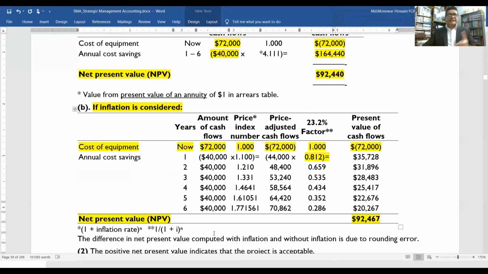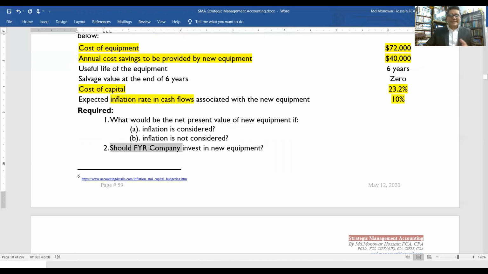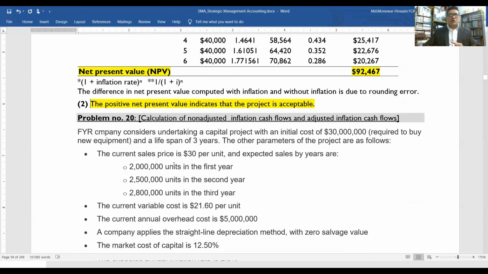Look, so in these problems, number 2, should the firm invest in the new equipment? So what would be the answer? The answer would be that the positive net present value indicates that the project is acceptable. So the firm should accept the project. Okay, look at another one.